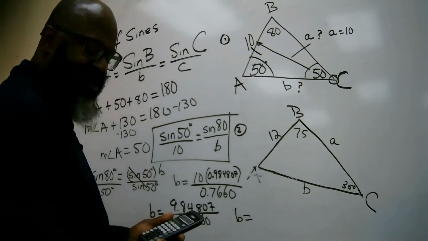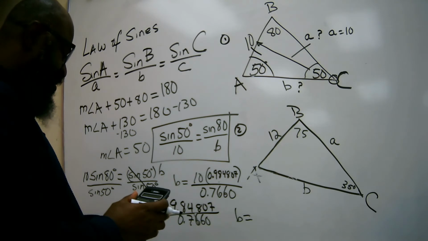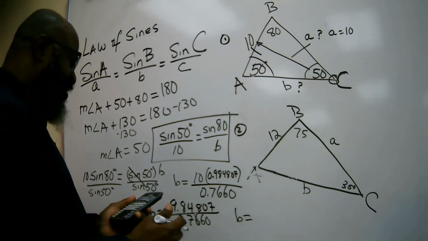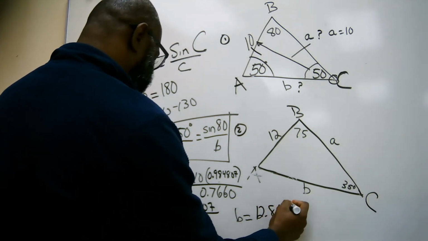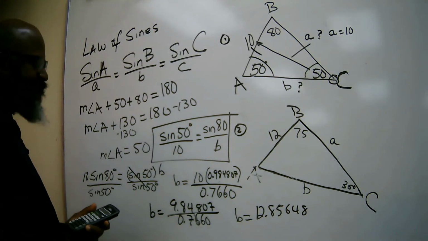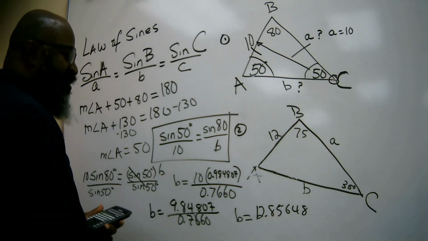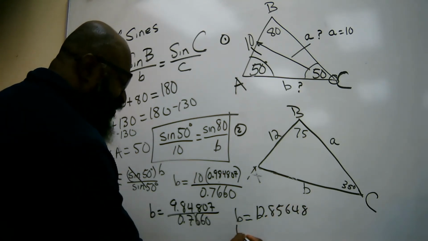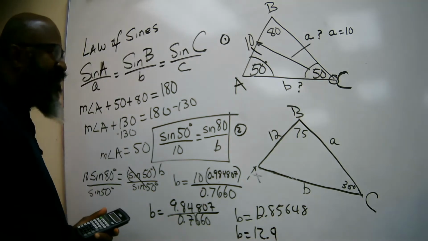The calculator will do the rest for you. You divide this by 0.7660, and it tells you B is 12.85648. Then you round it to whatever the instruction says. If you round this to the nearest tenth, that will be 12.9. Round it to the nearest hundredth, that will be 12.86. So in this case, we round it to the nearest tenth. That will be 12.9. Alright.